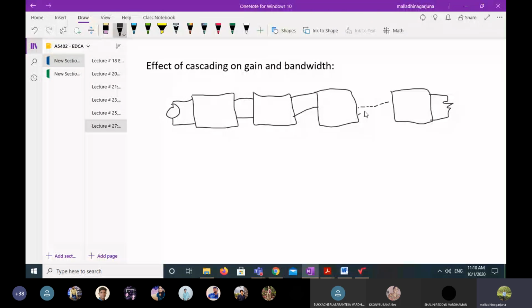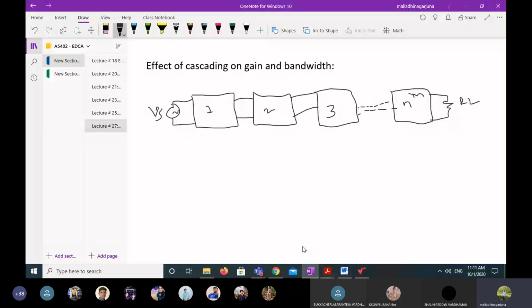So this is the first stage, second stage, third stage, and so on. This is the nth stage, and finally this is the load. The load resistance is Rn. So this is Vs, the input signal. First, second, third, and so on, nth stage. So these many stages I cascaded as a multi-stage amplifier. Now let us see how the gain changes and the bandwidth changes.